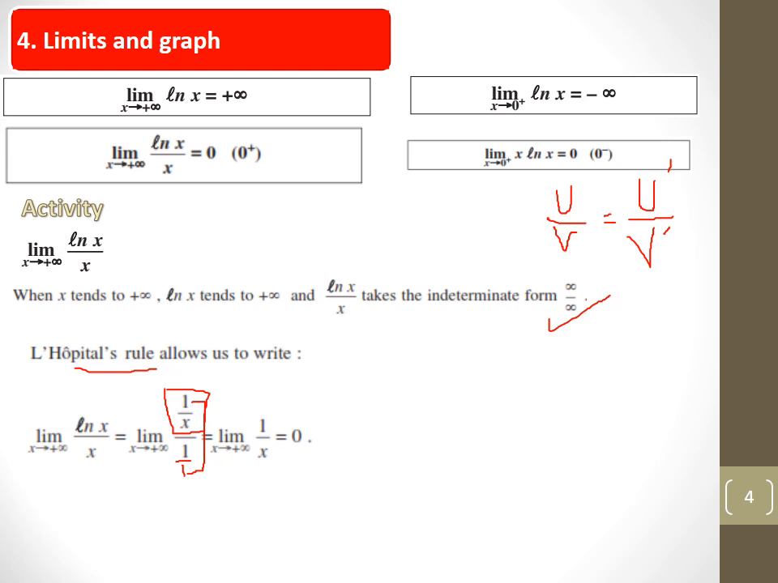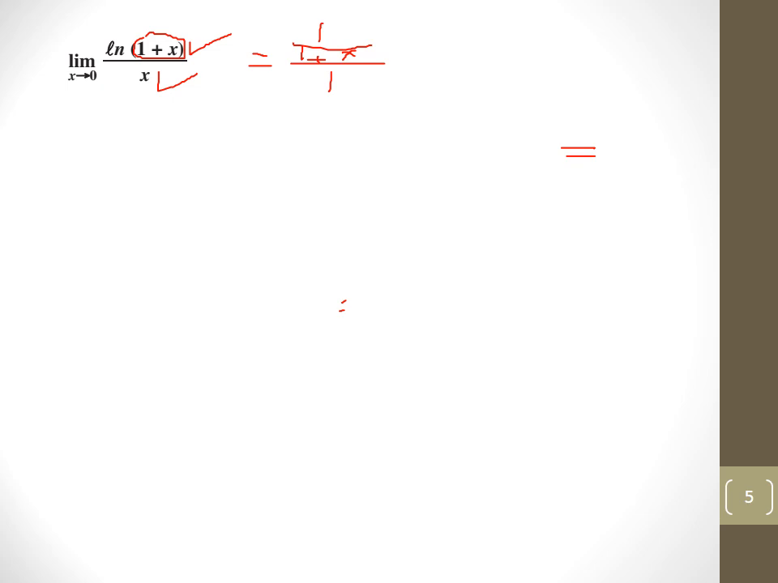Let us do another example. Here we have ln of (1 plus x) over x when x tends to 0. So we're going to replace the x by 0. 1 plus 0 is 1. ln 1 is 0, over 0. 0 over 0 is an indeterminate form. So what do I use? I use L'Hôpital's rule. What does L'Hôpital's rule say? It says that you have to do the derivative of the numerator over the derivative of the denominator.